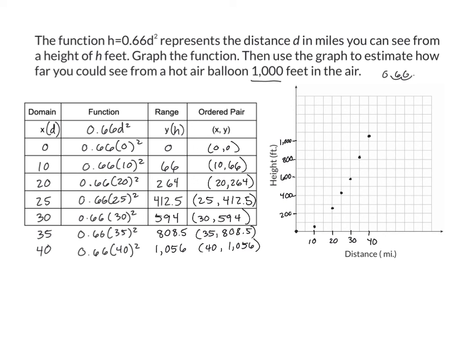So let's use the graph to estimate how far you could see from a hot air balloon 1,000 feet up. So it's probably, if I were to just draw my line of best fit here, I'm guessing it'll be really close to 40, but greater than 35, so I'm guessing it'll be about 39 miles.